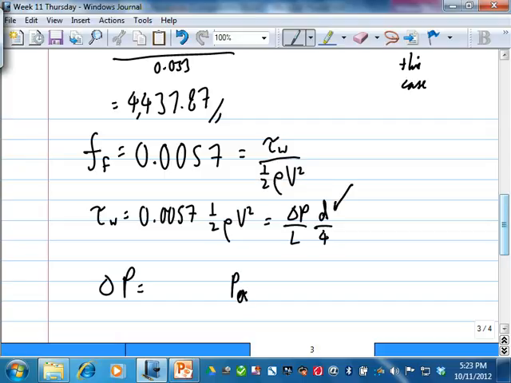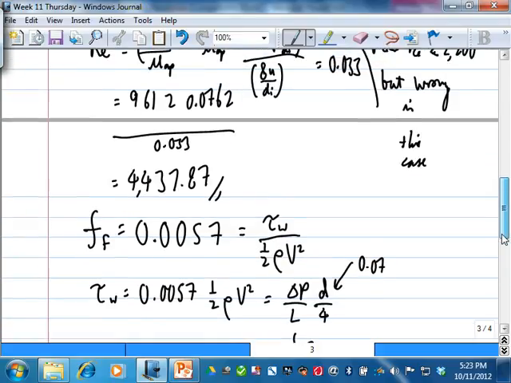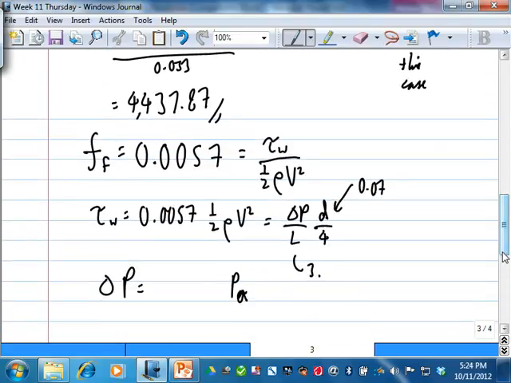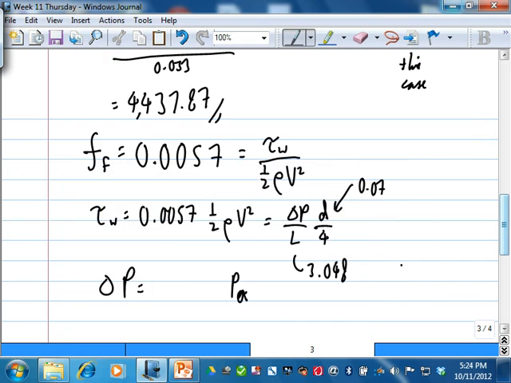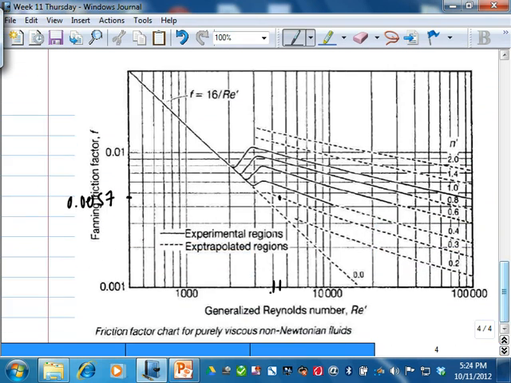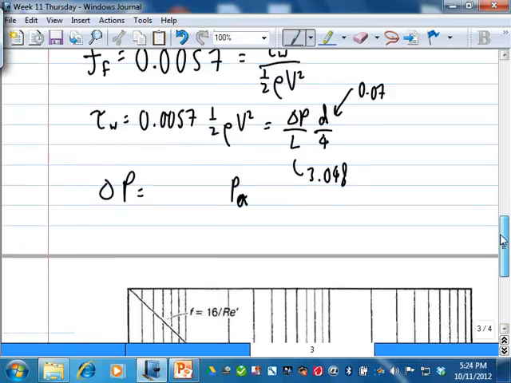Diameter is 0.07. Length is 3.048. That came from the graph here. I don't need this graph right here, but it came from the graph here. Reynolds number and the F prime. Is that okay?